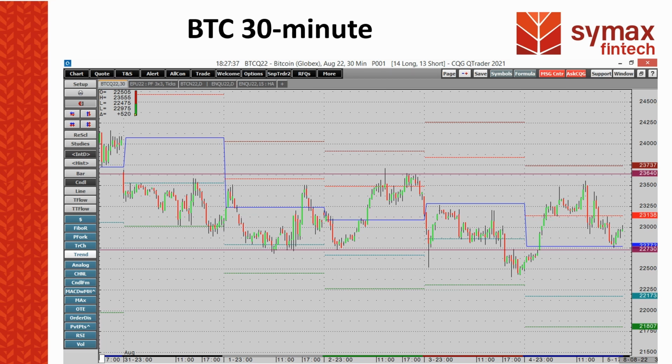Here's the 30-minute with the pivots on, and the pivot point itself was a great support level on Friday.